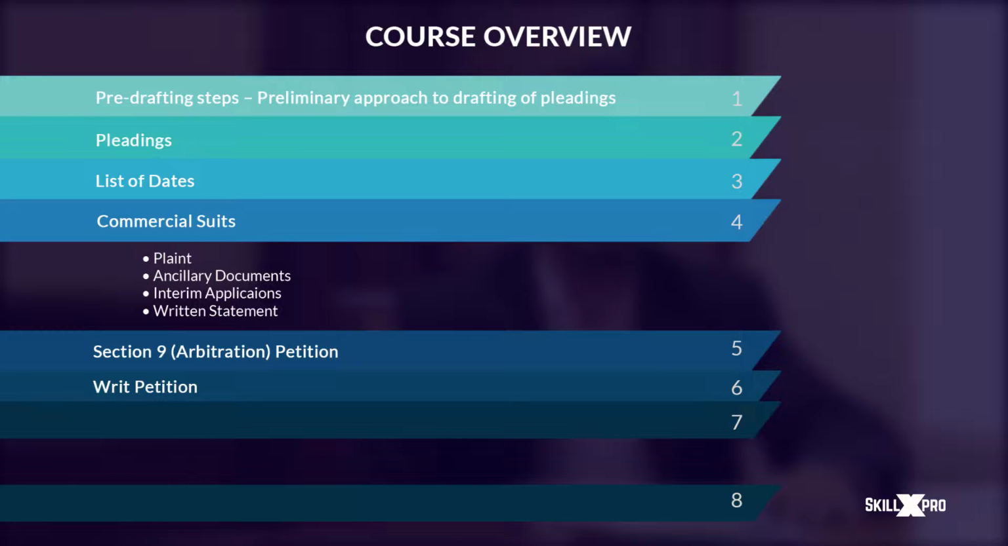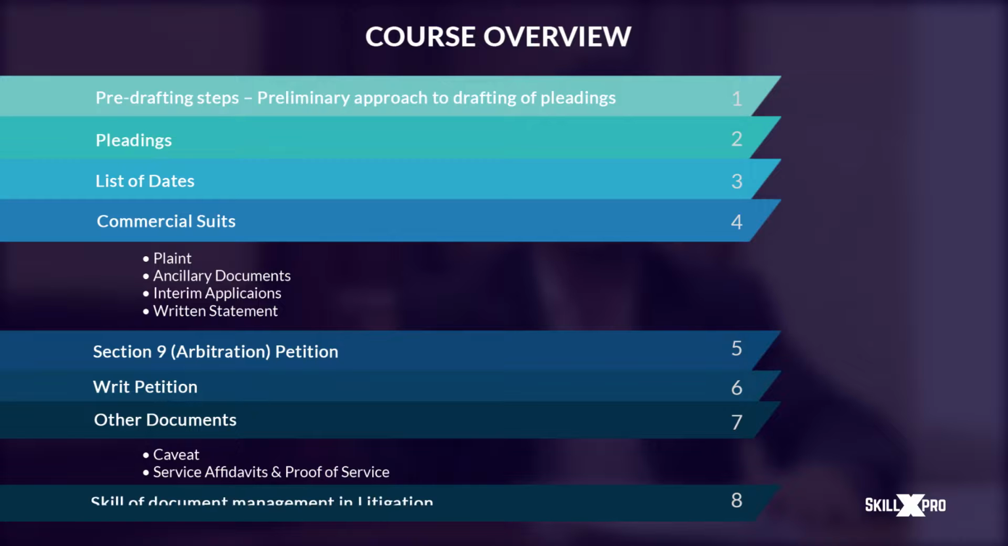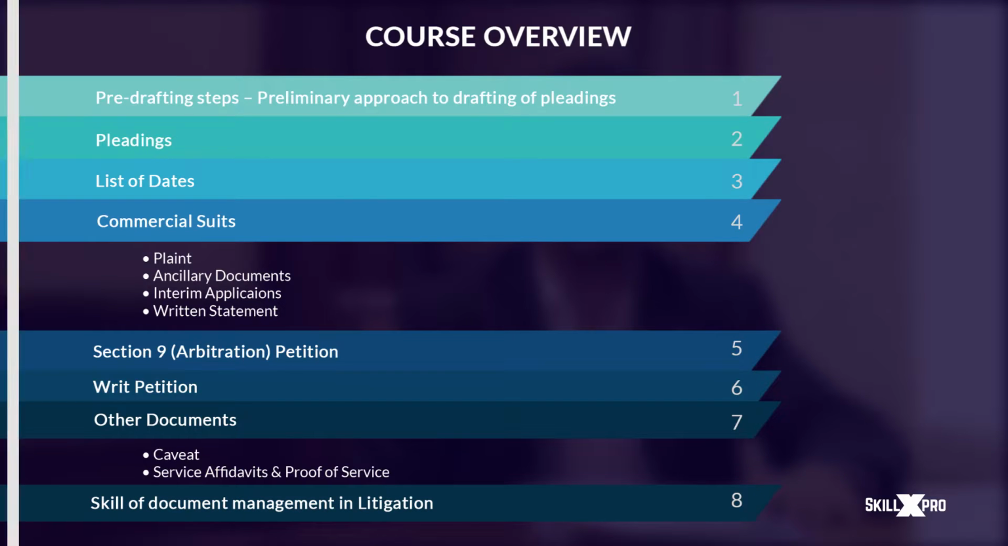And then we will close the session with certain other applications that are normally filed in the Bombay High Court, such as caveats, as well as service affidavits and proof of service, and close with some guiding tips to young junior associates as to how best to manage the papers and documentation in a matter that they're handling.